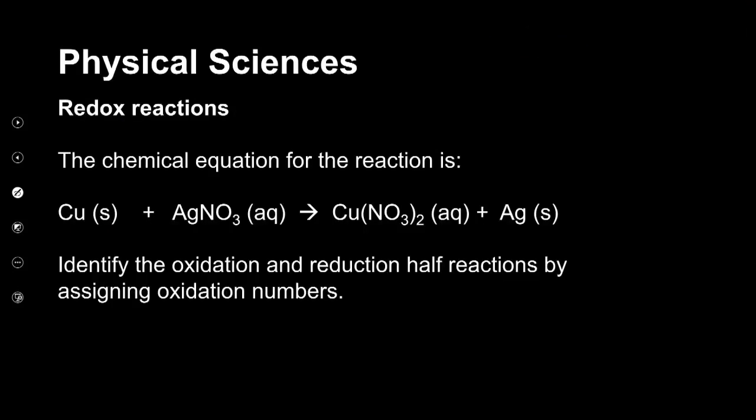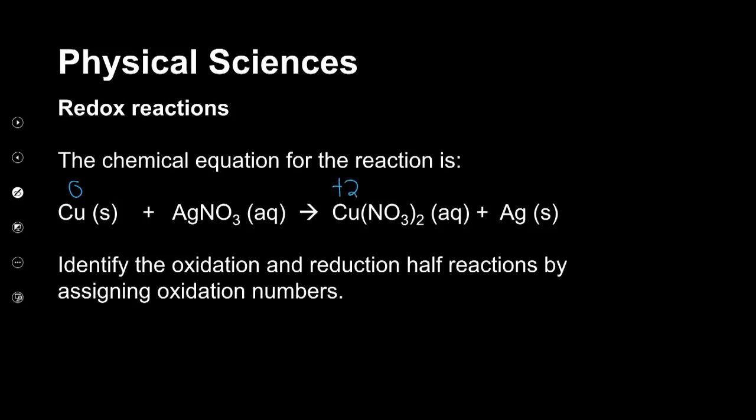In terms of the chemical equation that takes place, copper reacts with silver nitrate to give us copper nitrate and silver. Identify the oxidation and reduction half reactions by assigning oxidation numbers. What is clear here is that copper as an element has an oxidation number of 0. But on the right-hand side, when we trace copper, it has an oxidation number of +2.